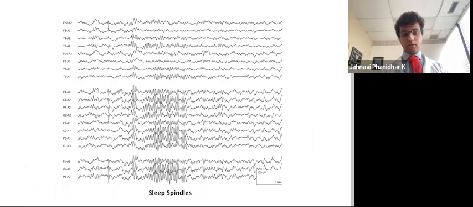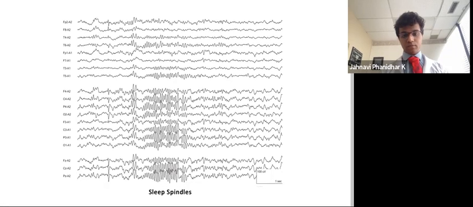We can see the sleep spindles here, which are most prominent over the central region and parasagittal distribution. As they are a spindle, it should have at least a triphasic wave, which will have a negative wave, a positive wave, and a negative wave.